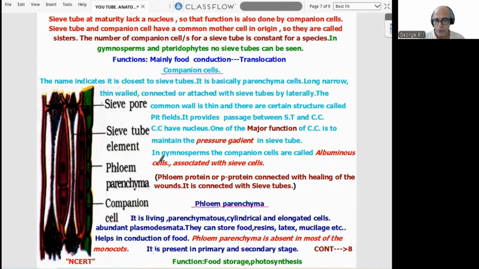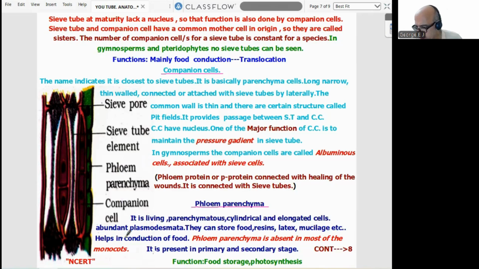In gymnosperm and pteridophyte, no sieve tubes can be seen. Function is mainly food conduction, translocation, etc. for sieve tube. Now the next component is called companion cell. The name indicates it is closest to sieve tubes. It is basically parenchyma, long, narrow, thin wall.